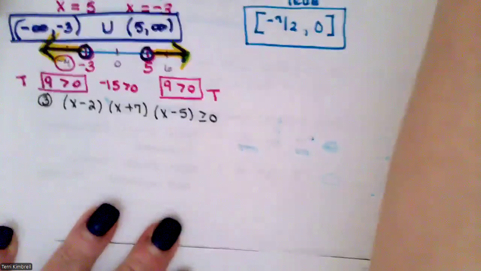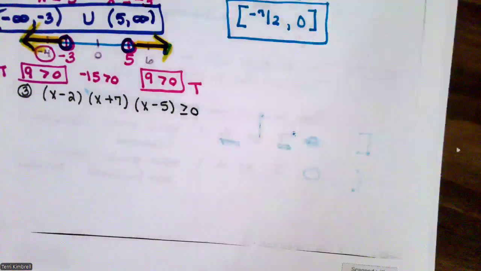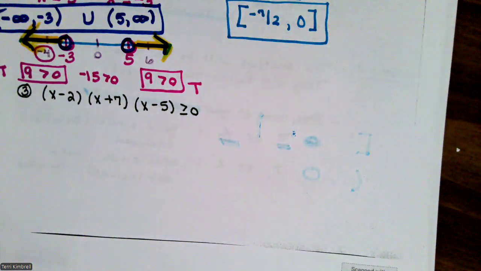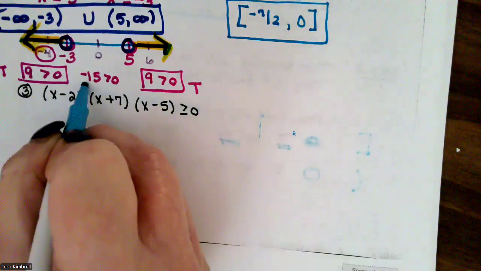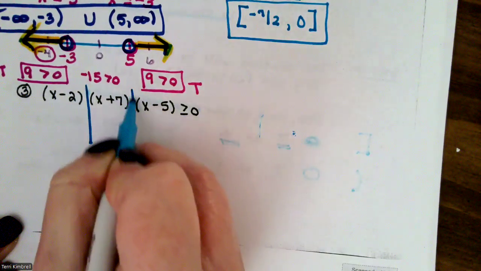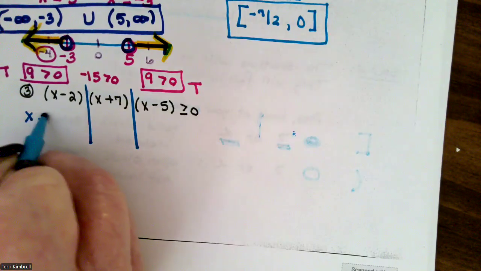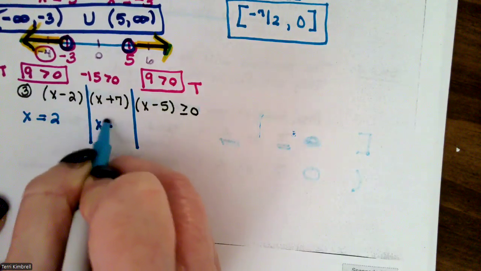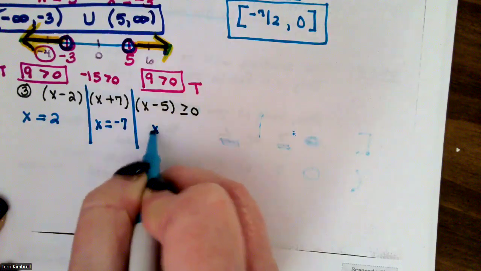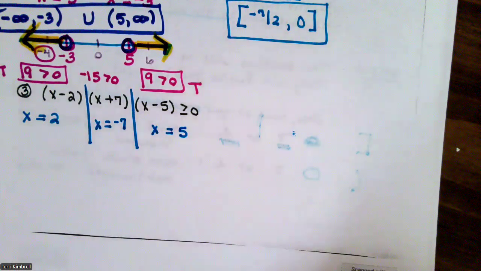Okay, they're not too bad. It just takes a little bit of time. Okay, so when you look at the next one, you're going to have 3 zeros. So it's already factored. So this one's going to be 2. Then you're going to have -7 and +5.